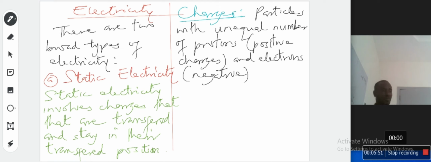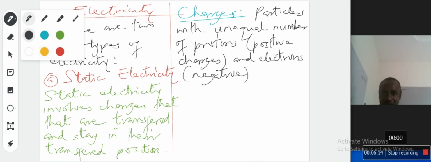You said a charge? No, what I mean is a particle. When we say a particle, it could be an atom, an ion, a molecule. So when those charges are transferred and they stay in their position, we have static electricity. You will need to understand what that means.